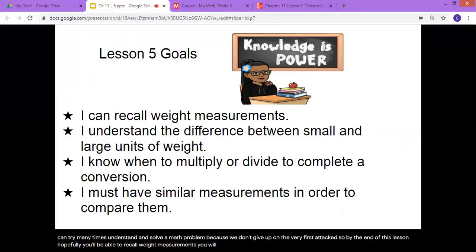You will understand the difference between small and large units of weight. You'll know when to multiply or divide to complete a conversion, and that you must have similar measurements in order to compare a measurement. So we don't compare apples to oranges. We also don't compare ounces to pounds. We have to make them the same measurements. And so by the end of this lesson, hopefully you will have an understanding of those 4 things.